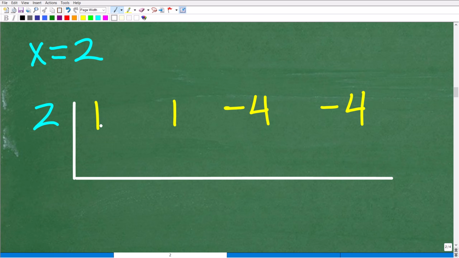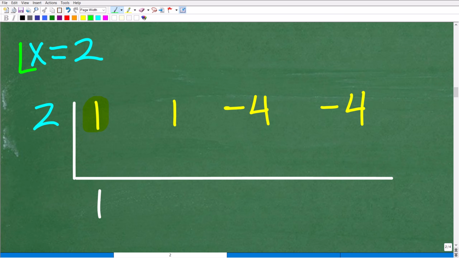Okay, so once we have this all set up, you're going to take the first number, which of course is 1. You're going to drop it down right here. That's 1. And now you're going to follow this little procedure. Of course, it starts with taking this number, writing it down like this. And now you're going to take this number 2.